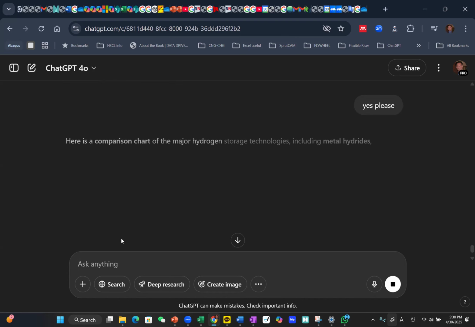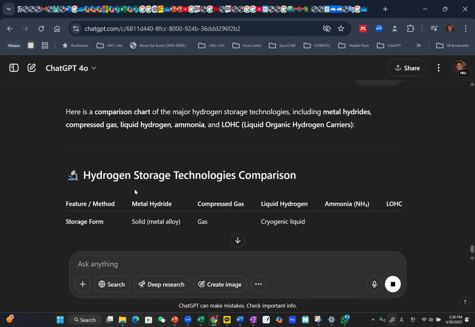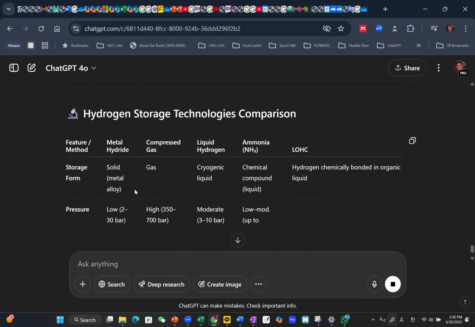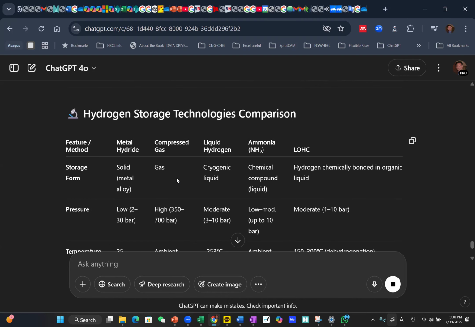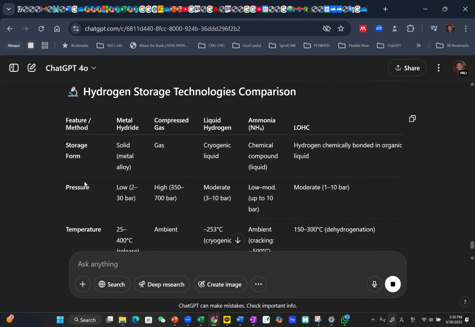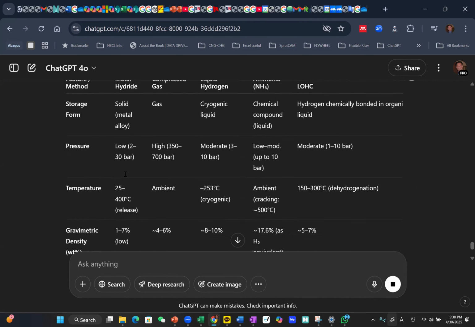Okay, let's see what it says. Comparison chart. A chart is just a table. Hydrogen storage technology comparison. The storage form: solid.